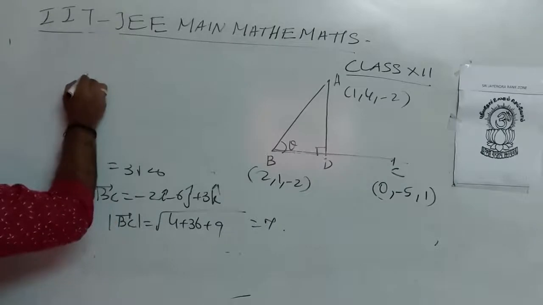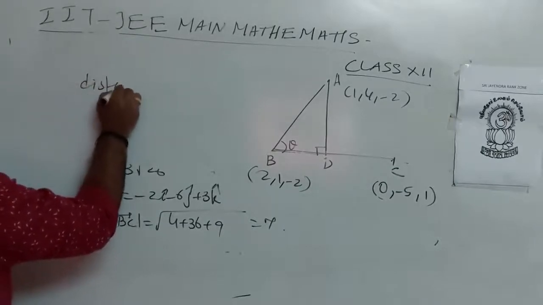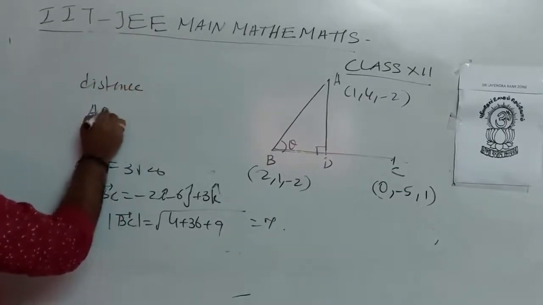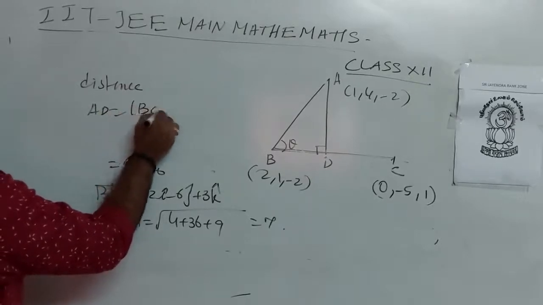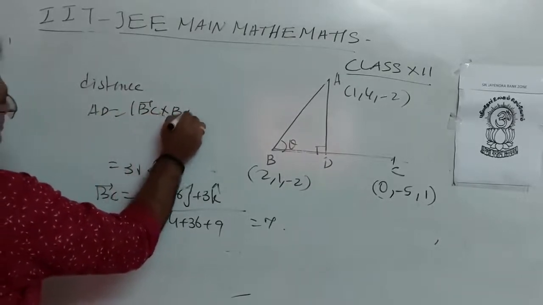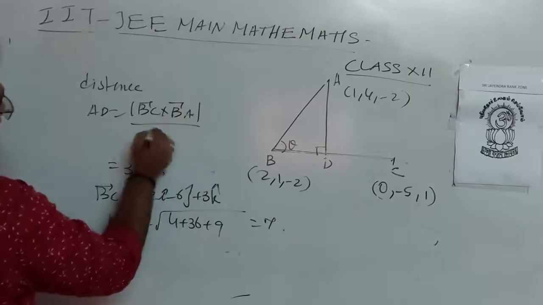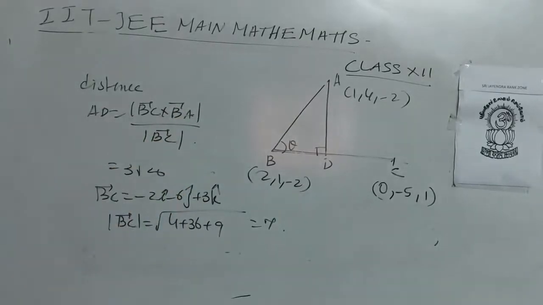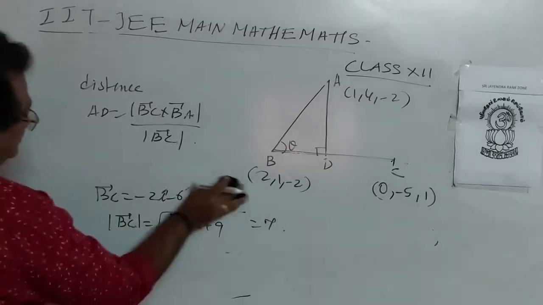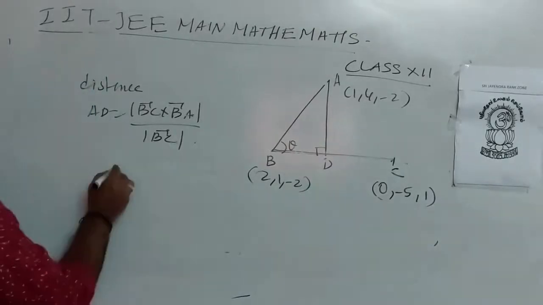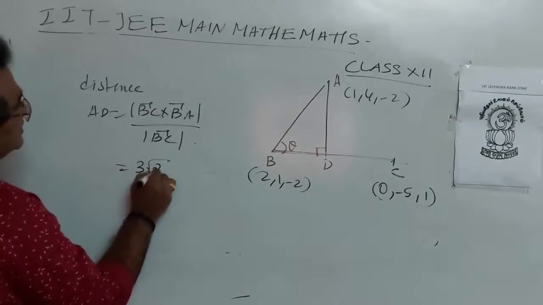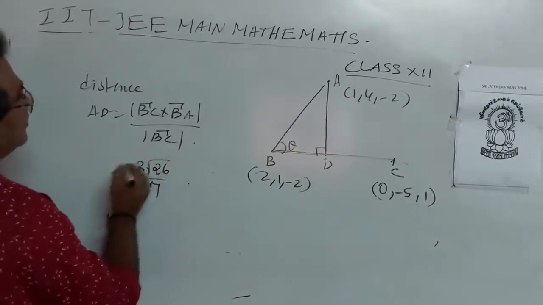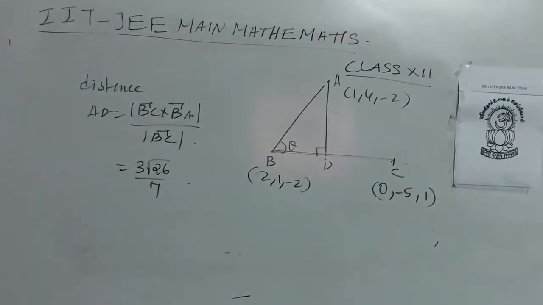So perpendicular distance AD equal to modulus of BC cross BA by modulus BC. That is 3 into root 26 by 7.